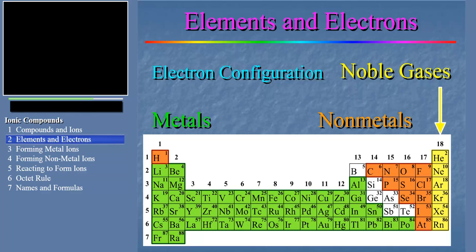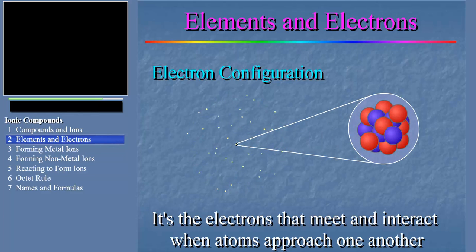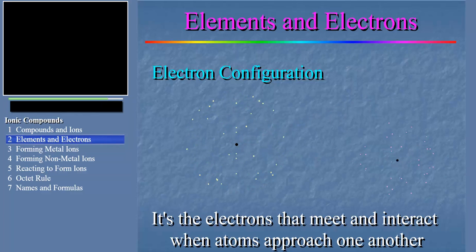When atoms react with one another, it's the electrons that interact. The nucleus of the atom really doesn't get involved. It's buried way down deep inside the atom. The electrons, however, are out where the action is. So how an element reacts depends on the electron configuration. And that's because chemical reactivity has to do primarily with exchanging or sharing electrons between atoms.